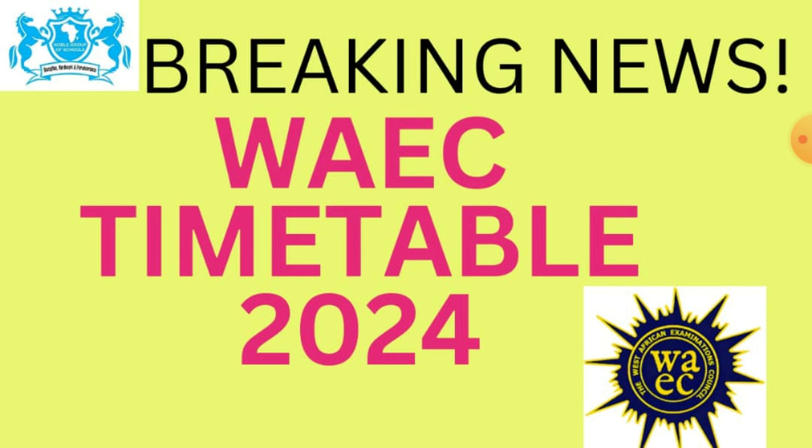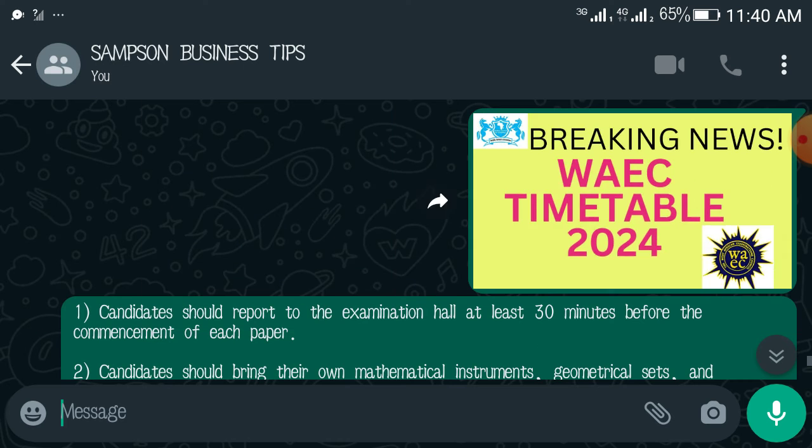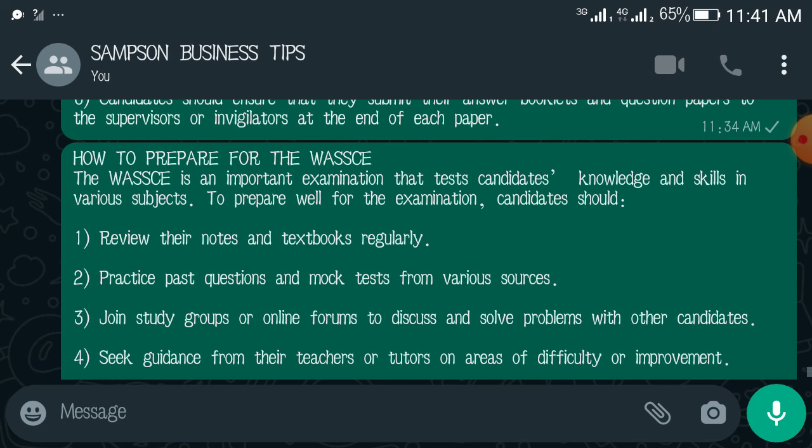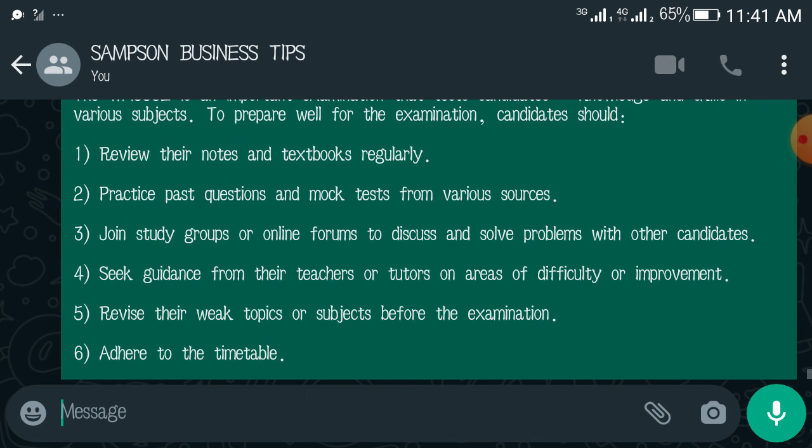Do you understand? Now, other things you need to know as you are writing this exam. Number 1, keep reading your books, your notebooks and your textbook. Number 2, buy past questions and read. Number 3, join a study group, 1 or 2 persons you can be reading with.